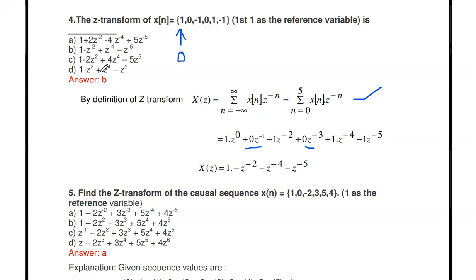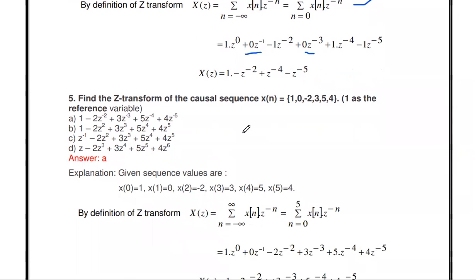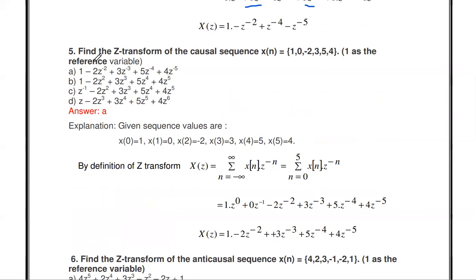So this is the answer: 1 minus z power minus 2 plus z power minus 4 minus z power minus 5. So B is the answer. Okay, similarly, the next question is also the same: find the Z transform of the causal sequence x of n equal to this one.